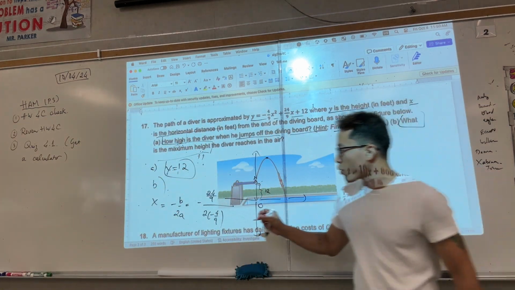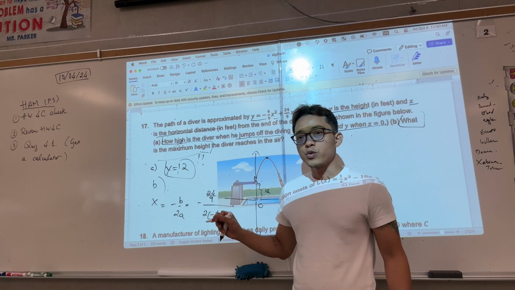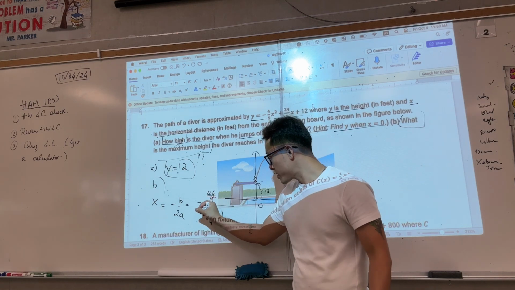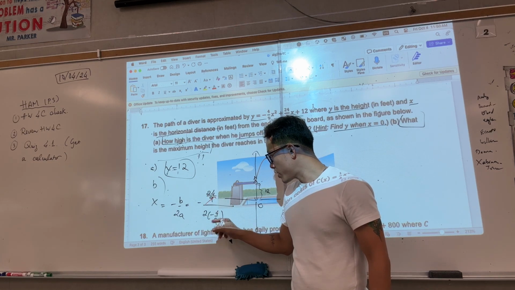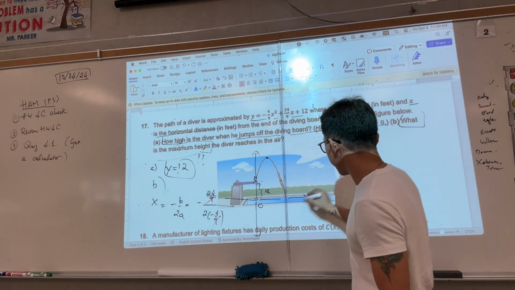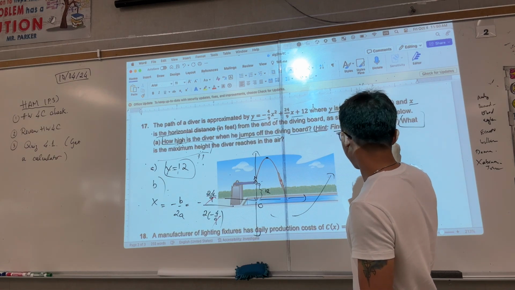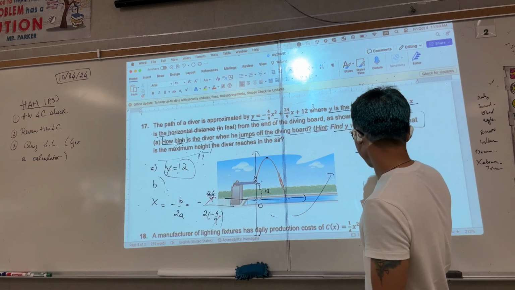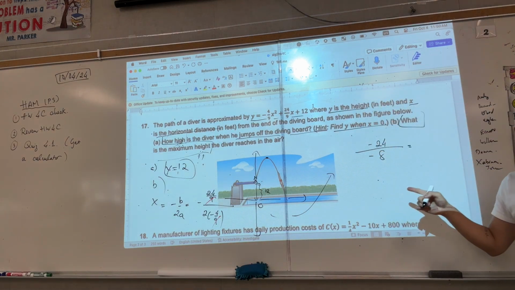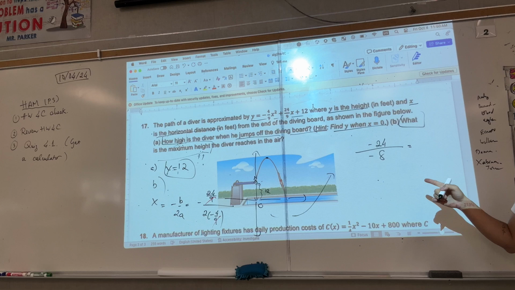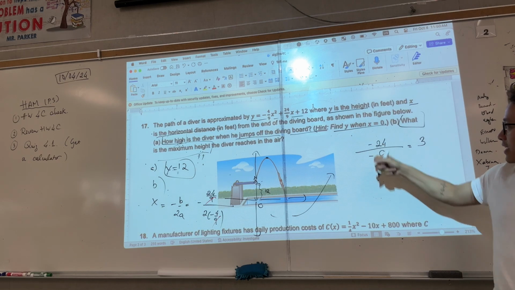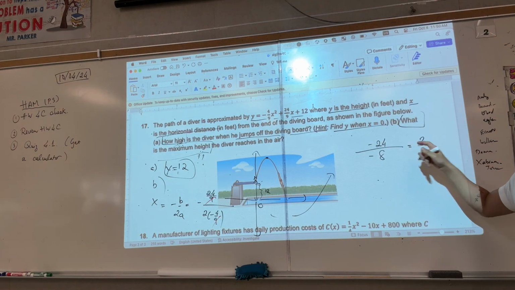You can cancel which one? Which one can you immediately cancel right away? The 9s. They're both at the bottom, right? This is the denominator of the fraction, and this is also a denominator, so you can cancel them out. So what do you have left? Let me write over here. You have negative 24 over 2 times negative 4, which is negative 8. Easy? 24 divided by 8 is 3. Negative becomes positive. So x is 3.